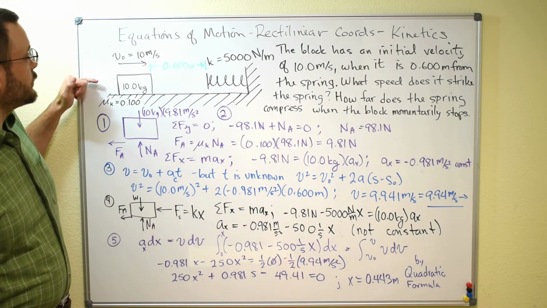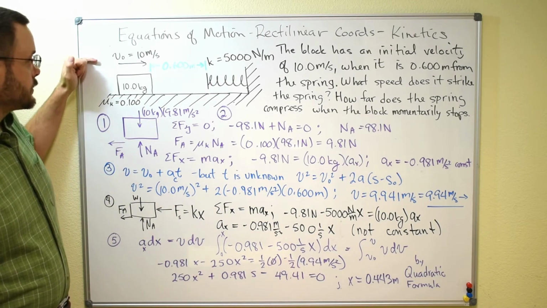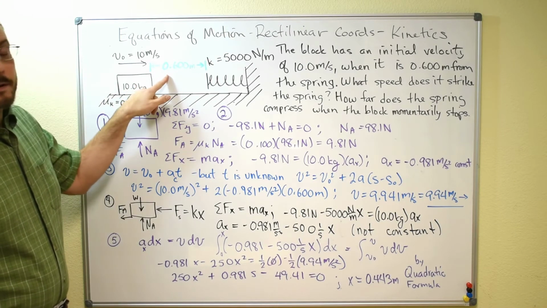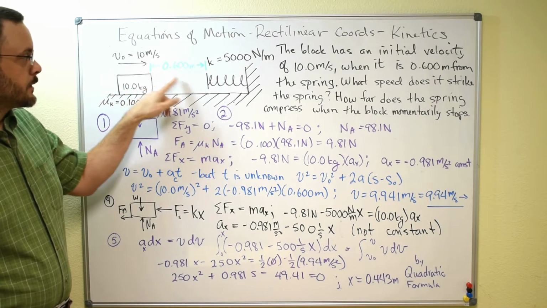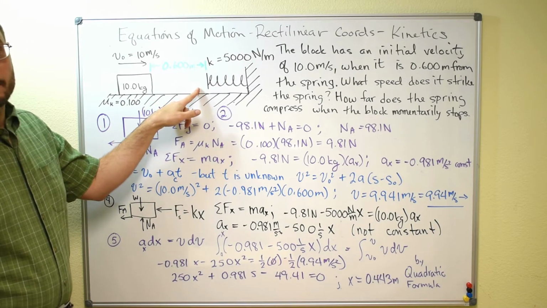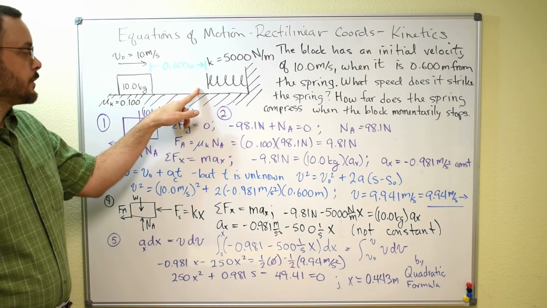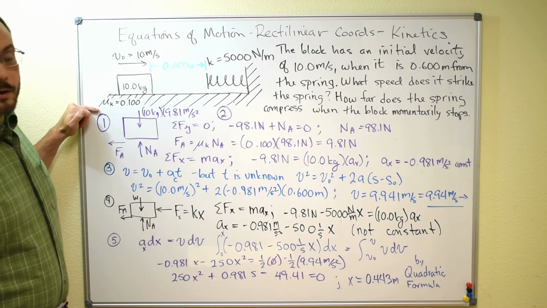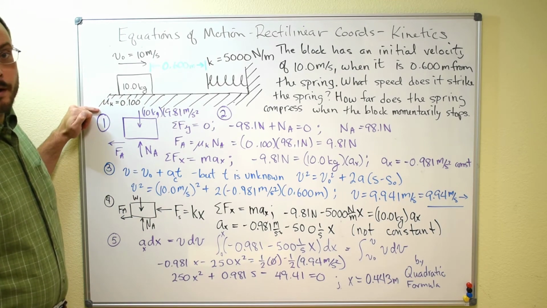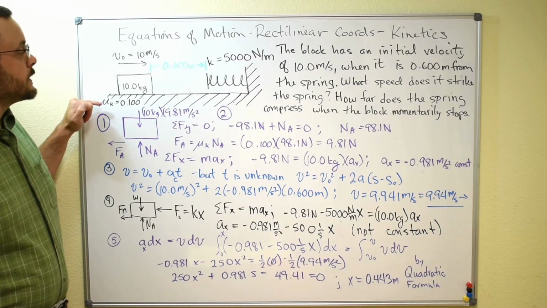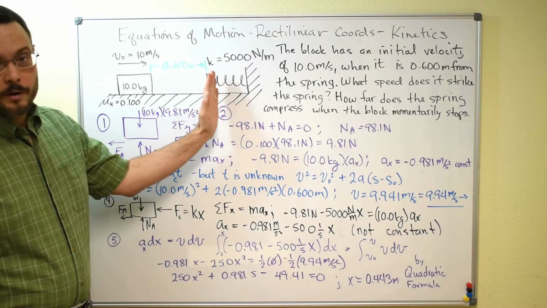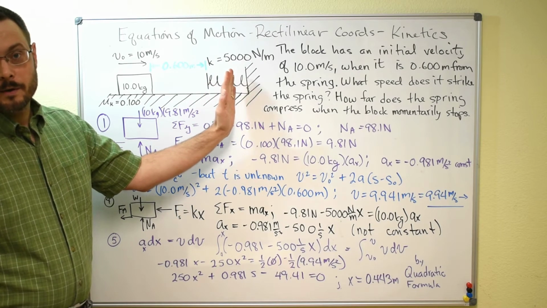So for this problem we have a block that has an initial velocity of 10 meters per second. It's 0.6 meters away from contacting a spring. The spring is unstretched, or uncompressed, and it has a coefficient of kinetic friction of 0.1. So the block's going to slow down slightly before it hits the spring, and then the spring will compress until the block is momentarily stopped.